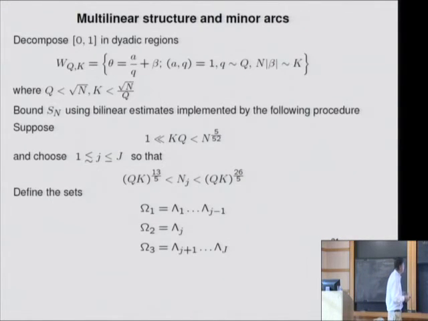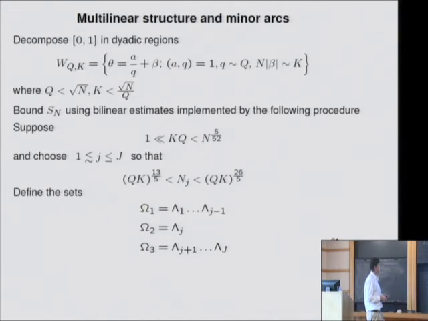OK, now what I'm doing is the following. I break up the minor arcs into regions. W_QK means thetas which are close to a rational a over q, with q of the order of capital Q, and beta small, like capital K over N. When Q and K are small, you have very small major arcs, which are very small neighborhoods of rationals with small denominator. And then when Q and K go up, you're going down the hill.